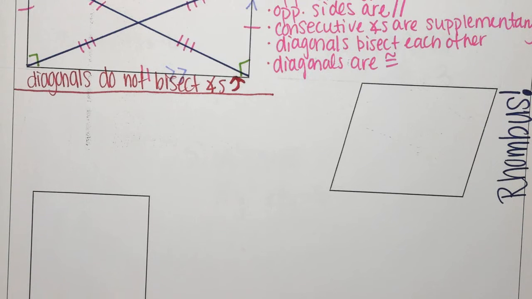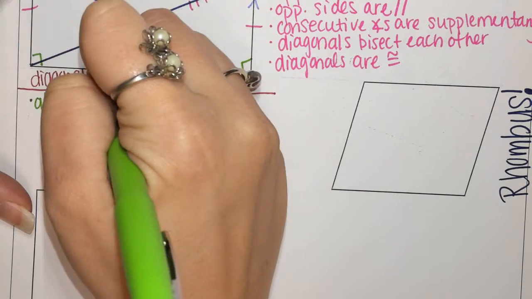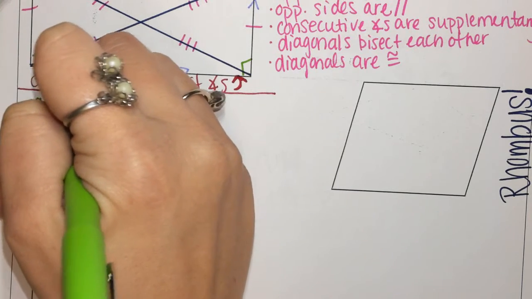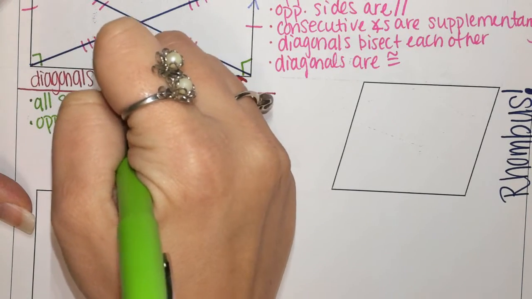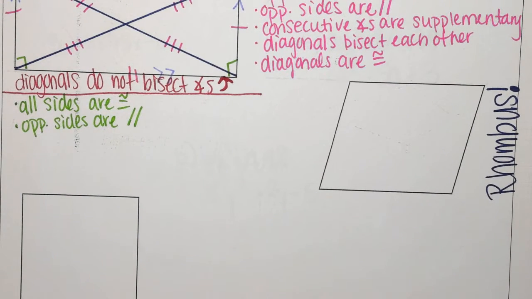What are the properties of a rhombus? We're all saying something. Opposite sides are parallel because all sides are congruent. Okay. So all sides are congruent and opposite sides are parallel. And then Star, you're going to say yours again in just a second, okay? Because yours is very important.